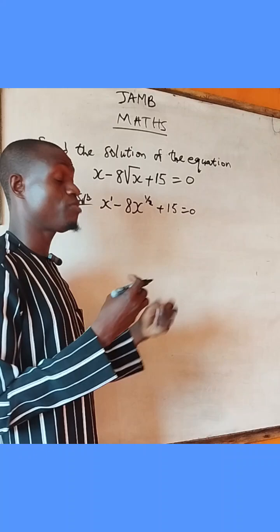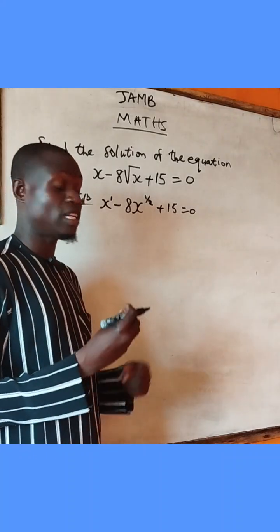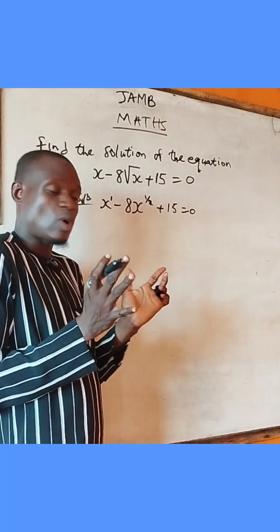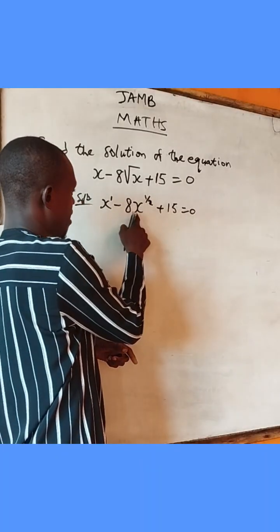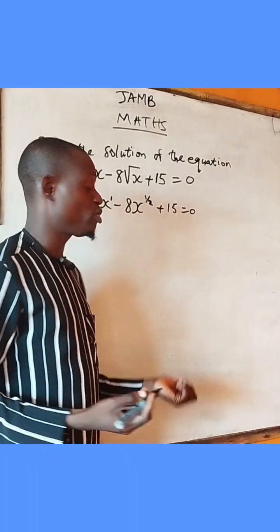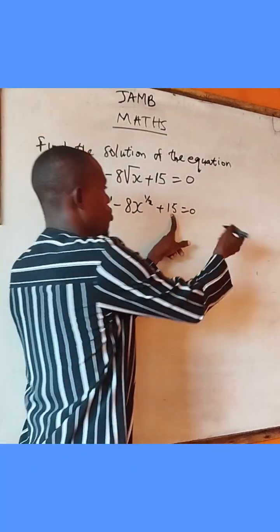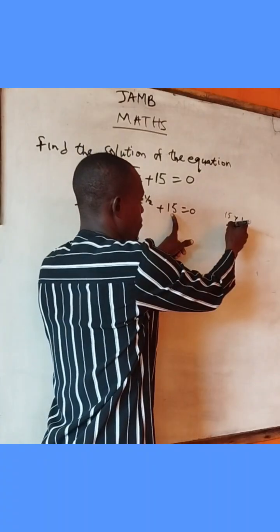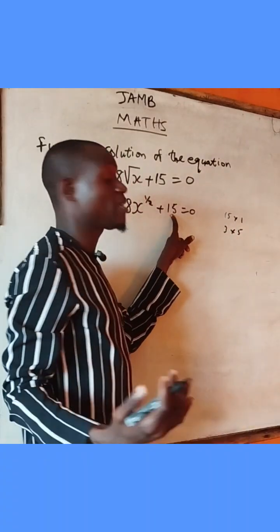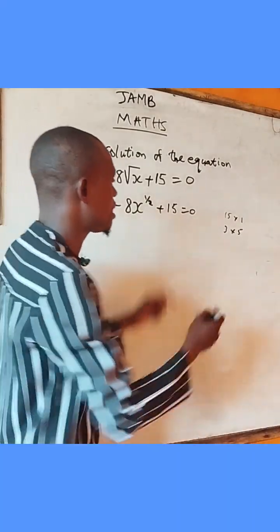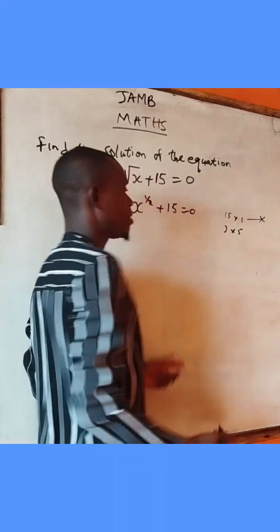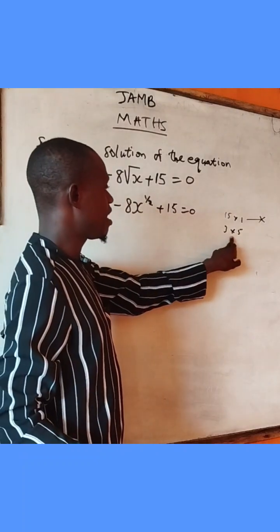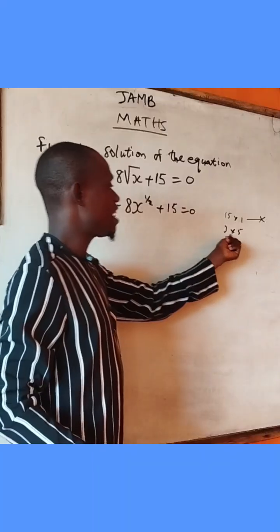So what are the factors of 15? Factors of 15 that if you multiply them, you get 15, but if you add them up, you get minus 8x raised to power 1 over 2. How are you going to do it? The factors of 15 are 15 times 1, and 3 times 5. That is all. So 15 times 1, you can't use this, because if you add 15 and 1 together, you cannot get minus 8. But with 3 and 5, if you add them up, you will get 8.